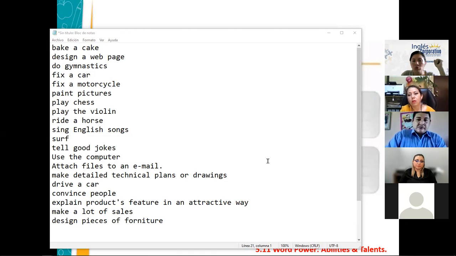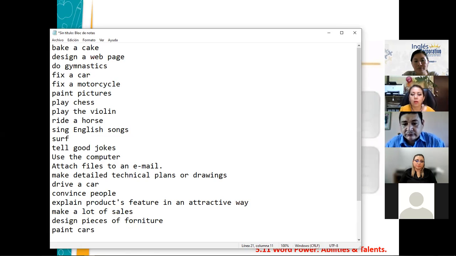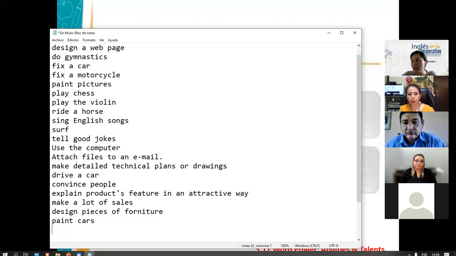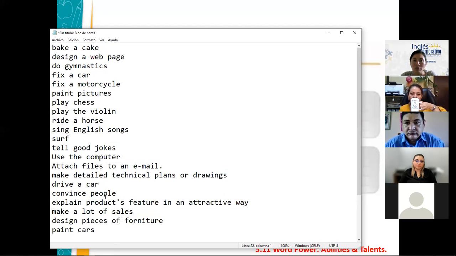Sí, si te gusta el verbo paint, entonces, Ricardo, sería paint cars, right? Okay. Well, and then we can continue with the list, right? I mean, the idea here is to talk about abilities, right? So those things that you can do, right, or those things that you cannot do.